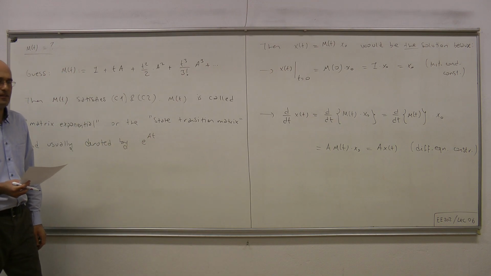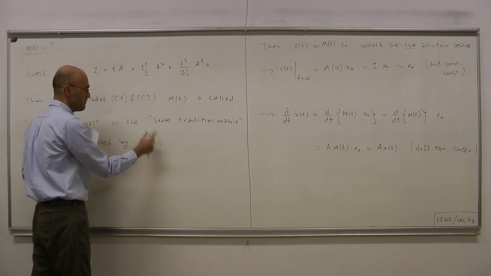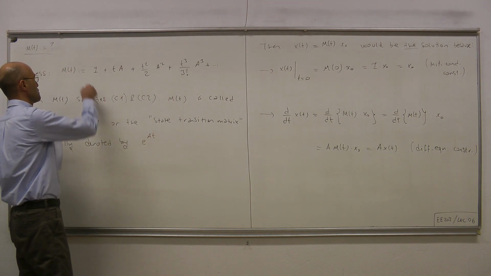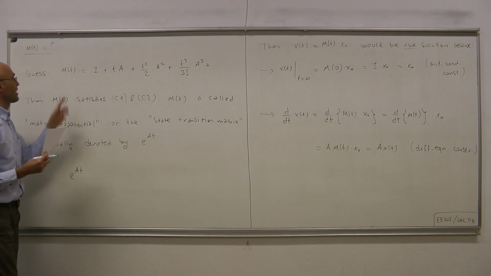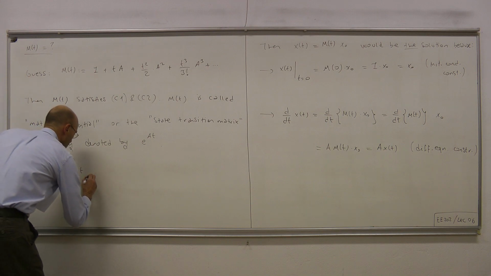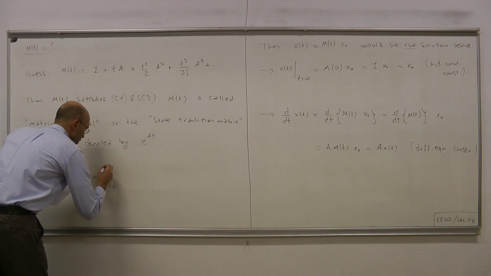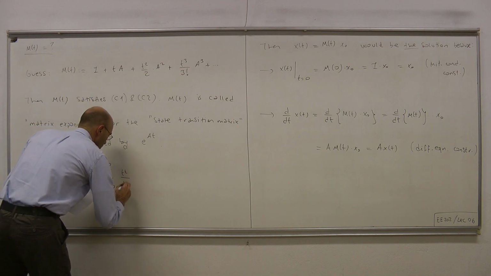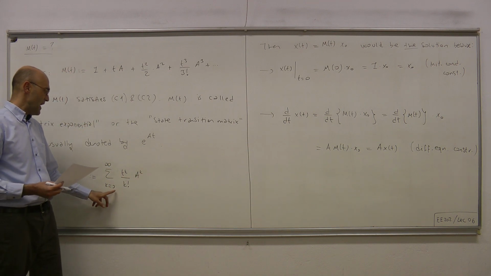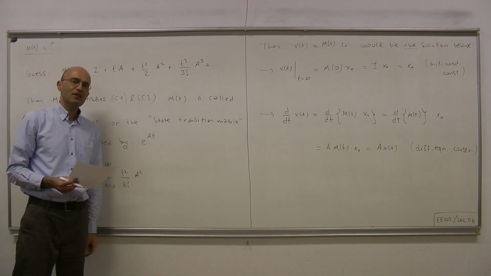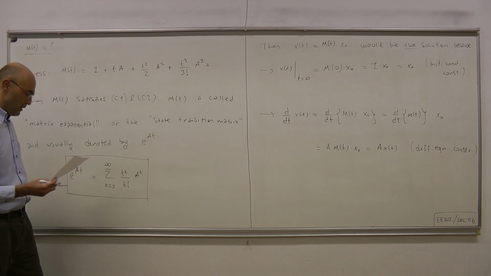e being our 2.7128 and so on. But in this case, when we write e to the At, it means, by definition, a square matrix function. So let's write M(t), now calling it e to the At, using our series definition: summation k equals 0 to infinity of t^k over k factorial times A^k. In this expression, again, we use the convention that any matrix raised to the power 0 is, by definition, the identity matrix. And this object is our state transition matrix.